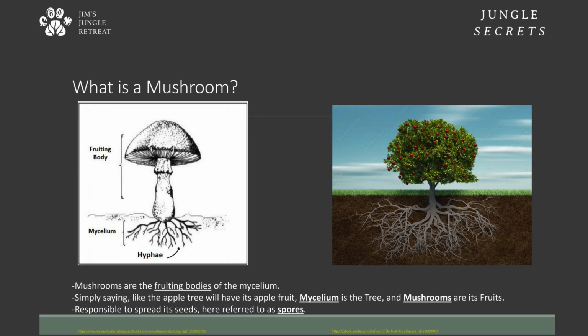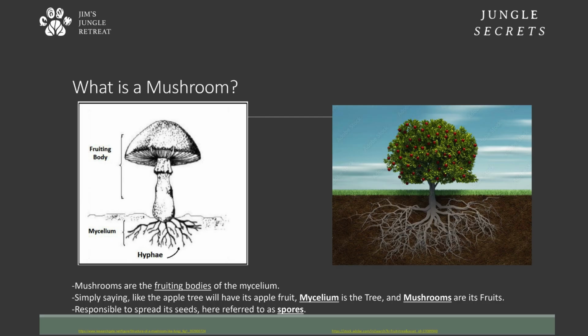So all mushrooms are fungi, but all fungi are not mushrooms. The mushroom is a part of the fungal kingdom. So mushrooms are the fruiting body of the mycelium. Now, what is a fruiting body essentially? How can we understand that?